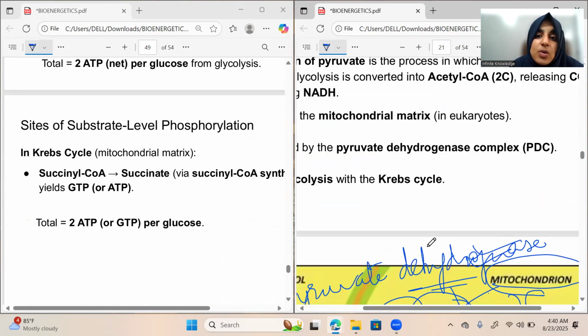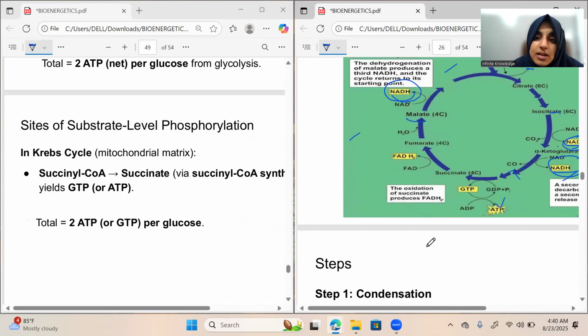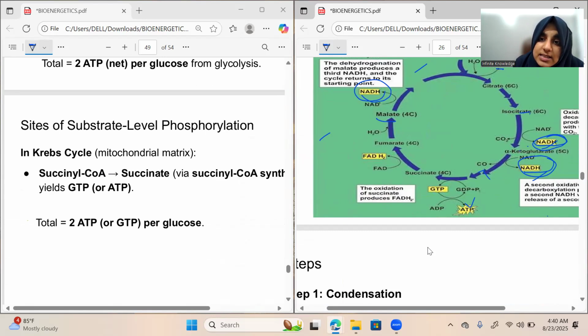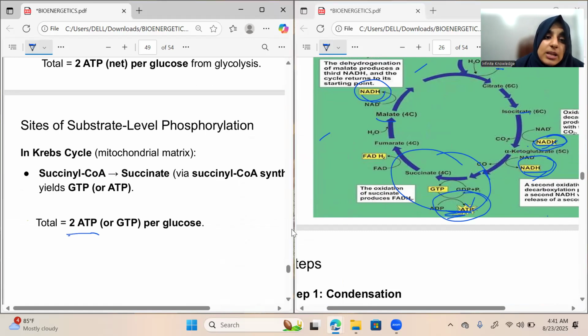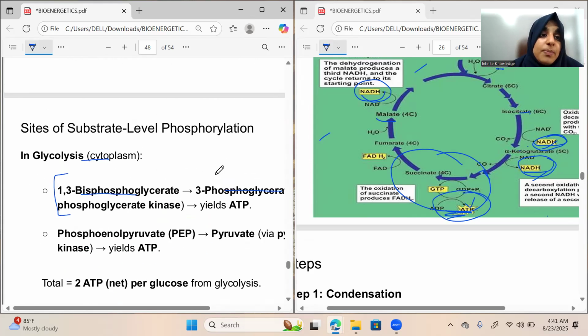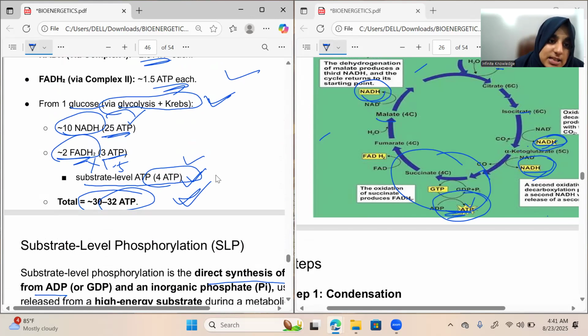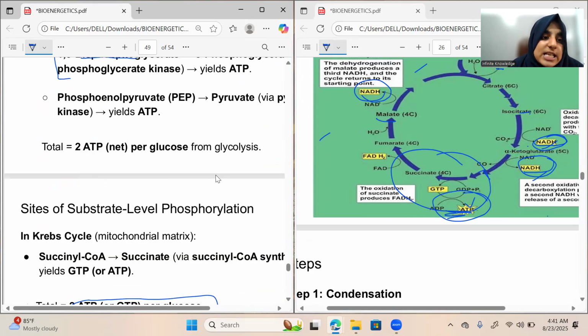Now in the Krebs cycle, where was substrate level phosphorylation? Do you remember? It is right over here. This is known as substrate level phosphorylation where ATP is being produced. Succinyl CoA converts into succinate in order to produce ATP, right? So 2 ATP are produced per glucose. So 2 from glycolysis plus 2 from the Krebs cycle produce a total of 4 ATP per glucose molecule. This is the substrate level ATP which I was talking about, how 4 ATP are produced.